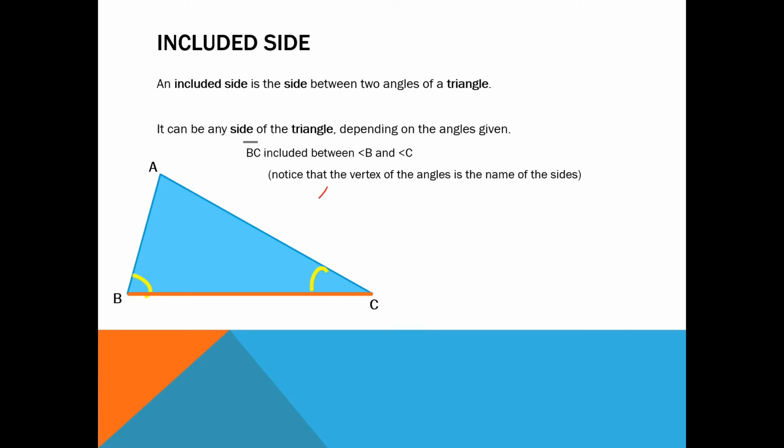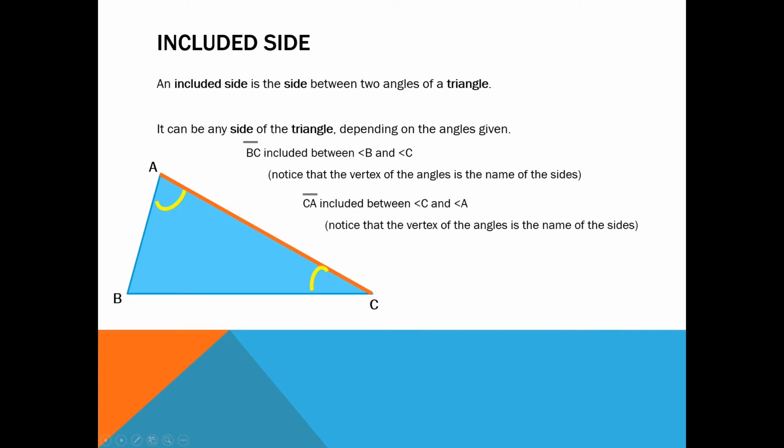So if I look at this, I could say that angle ABC and angle BCA are also my angles instead of angle B and angle C, because the vertex, or the point in the middle, is the same, and that gives me my included segment. So if I look at my next example, I have that segment CA is included between angle C and angle A. And again, notice that the vertex actually makes up my segment. So if we apply that to our last example, I can see that segment AB is included between angles A and B. Again, which angle is my included angle depends on the information that I am given. Which side is my included side depends on the information that I am given.